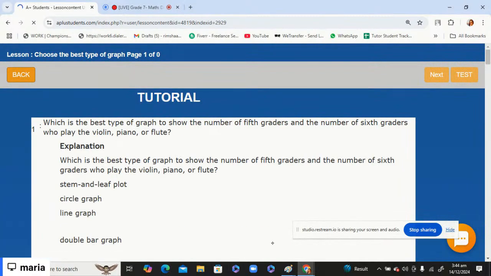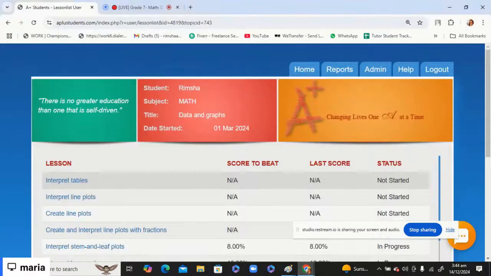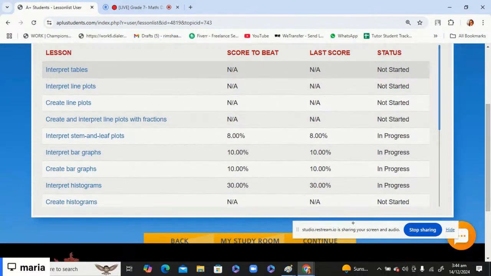Hope you guys understand this lesson as well. So today we discussed the grade 7 maths chapter: data and graphs. These are the names of the lessons: create line graph, interpret box and whisker plot, scatter plot, choose the best type of the graph.